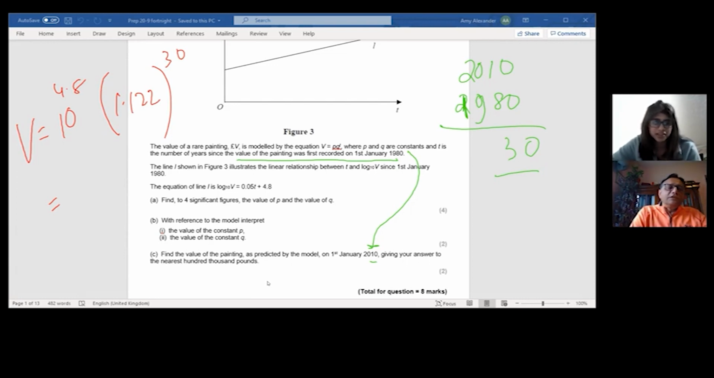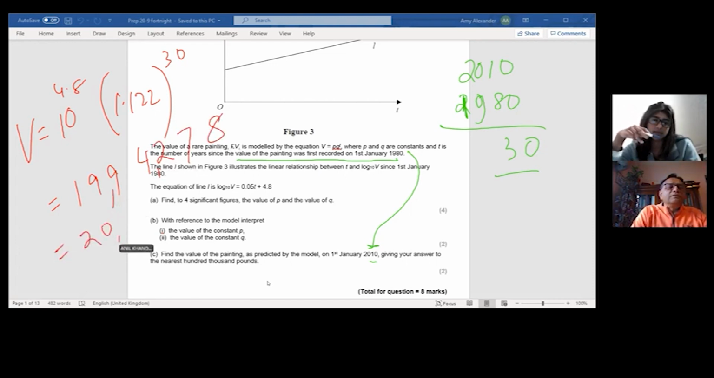Yeah, big number. So you want nearest 100,000. It's 1994278. So you want nearest 100,000, right? Yeah. So it becomes 100,000. Is that clear? 100,000, right? So 1, 2, 3, 4, 5, 6, 2 million.